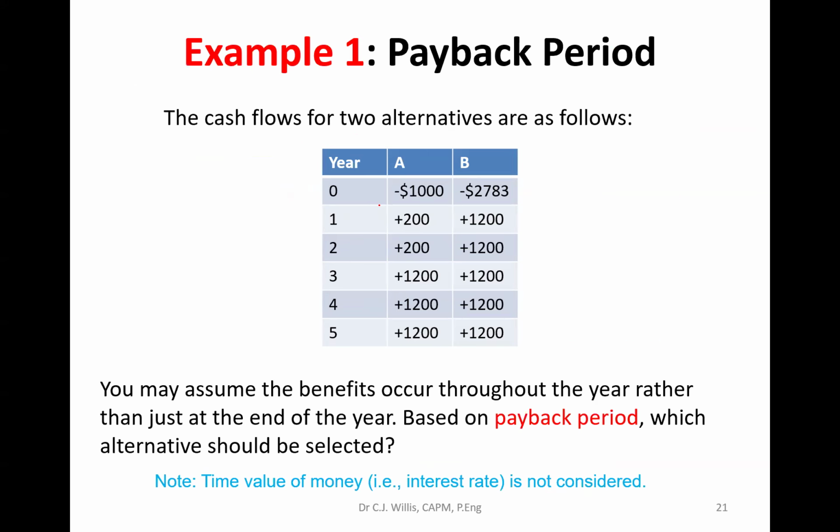Why would you require payback period? Because when you are paying interest to the bank. So there is an investment of $1,000. So that means you have two alternatives. Another alternative is a $2,783 investment. The benefit is $200 for the first 2 years, and next 3 years is $1,200. So all $1,200 a year throughout the period, right? Which alternative should you select?